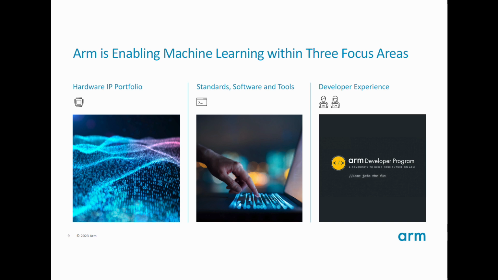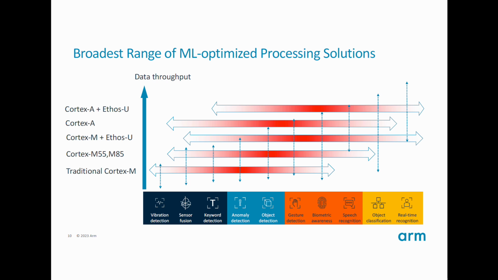Let's go back to see the IP products that Arm provides. We provide the broadest range of machine learning optimized processor solutions to meet your compute power needs, covering almost all typical endpoint applications. We provide everything from Cortex-M to Cortex-A. Today, our session will mainly focus on Cortex-M processors. But if you have any interest in Cortex-A based solutions, feel free to reach out to me, and I can show you more.